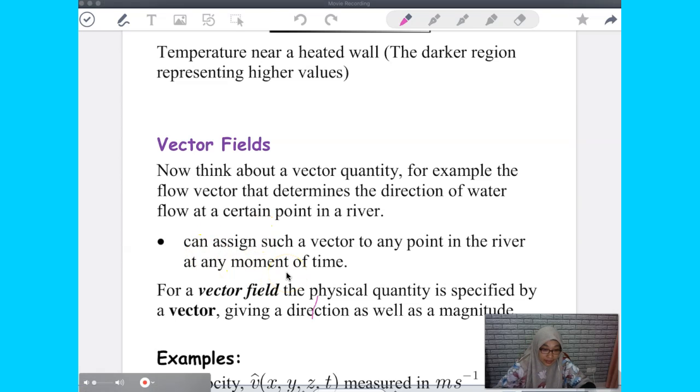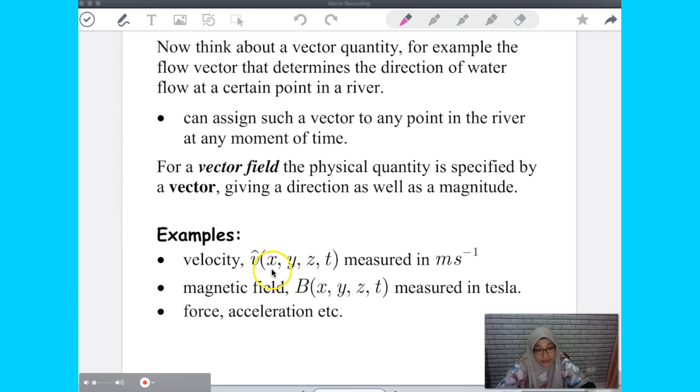For example, velocity. You have the point x, y, z, and that is a single point. But because they depend on t, for a single t you have a vector. If you have very many t for some interval, you can have very many vectors. So that is called a vector field. Other than that, we have a magnetic field, force field, acceleration, velocity, and so on.